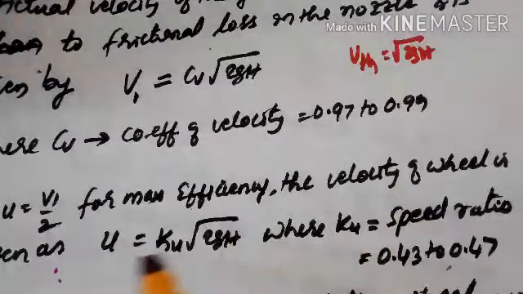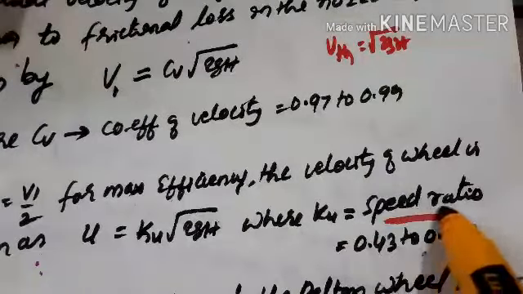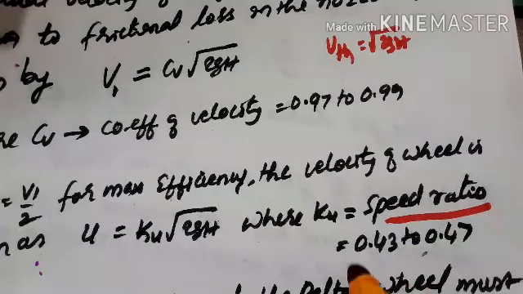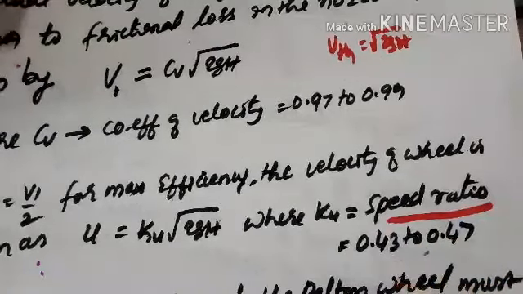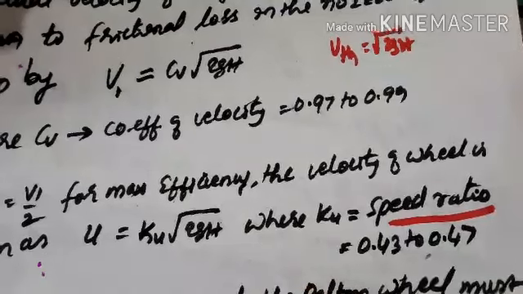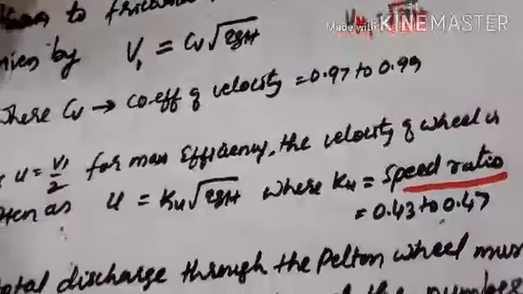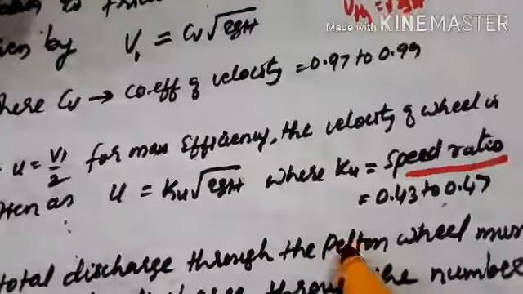Then the velocity of the wheel is written as U equal to KU root of 2gH, where KU represents the speed ratio. Theoretically we obtained the speed ratio as 0.5, but it is generally 0.43 to 0.47 because of some losses that occur in the passage of the bucket. Hence the speed ratio can be taken as 0.43 to 0.47. This is another working proportion.